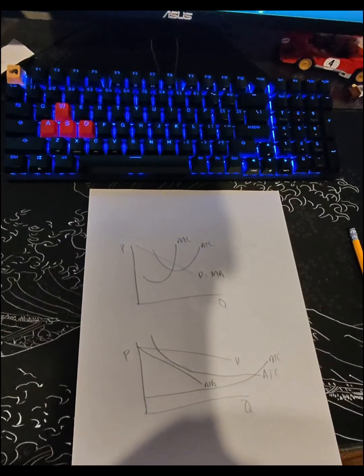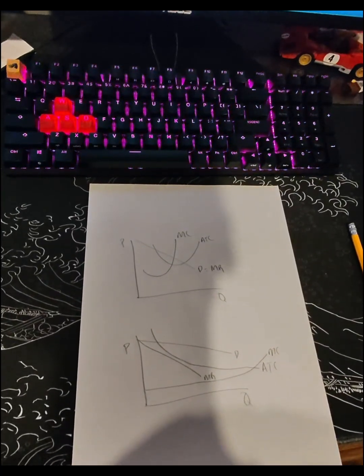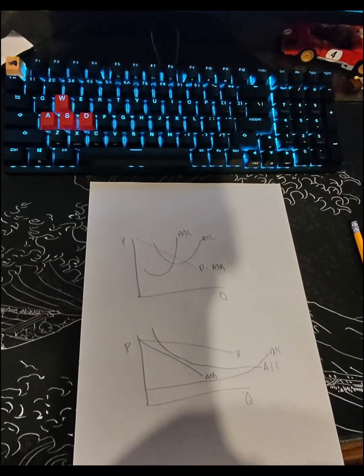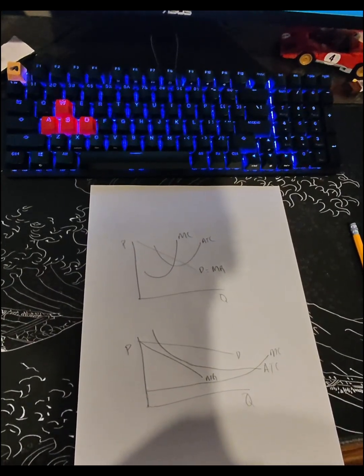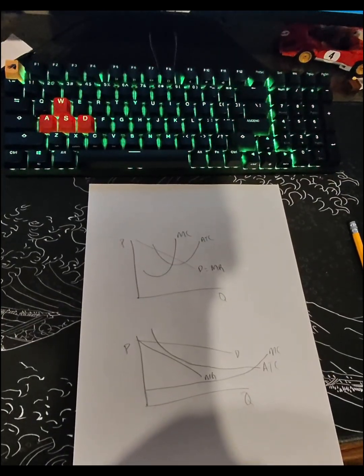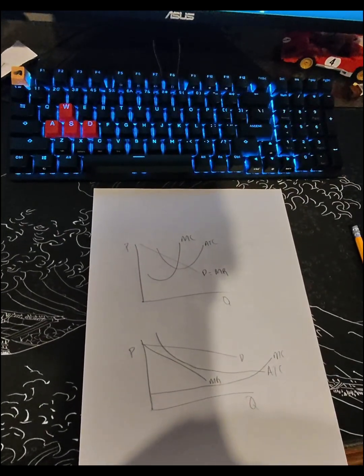When price is equal to ATC, this lets the firm cover all of its costs and earn zero economic profit. Or when price equals MC, this is a socially efficient point, but the firm will usually lose money unless it gets a subsidy, because the MC is below the ATC.